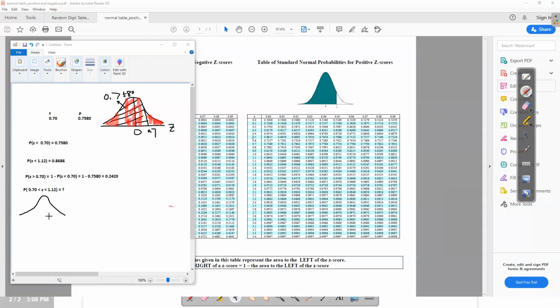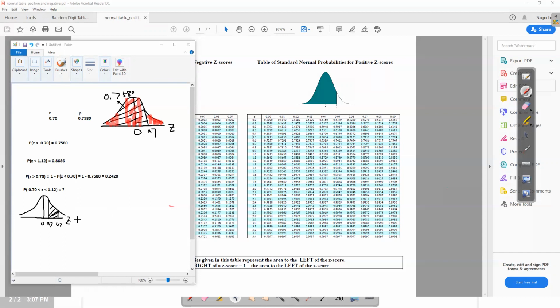So this density curve, a z distribution, and the center is 0. And this point is 0.7, and this point is 1.12. So you're looking for the probability of z between the two z-scores. You're looking for the area in between, right?